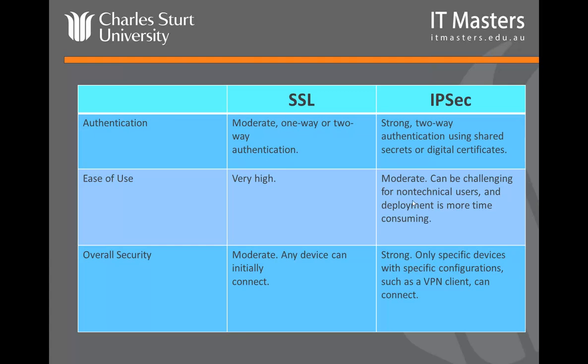IPSec, moderate, can be challenging for non-technical users, and deployment is more time-consuming because you have to deploy a configured architecture in order to get your site-to-site VPNs up, and you need to know what you're doing with that. Using an SSL VPN is relatively straightforward. As long as you've got a web browser, you can use it. Overall security, moderate, any device can initially connect. That's true, but obviously there are other secondary security mechanisms in place to stop anyone from getting in. IPSec, strong security, only specific devices with specific configurations, such as a VPN client, can connect.